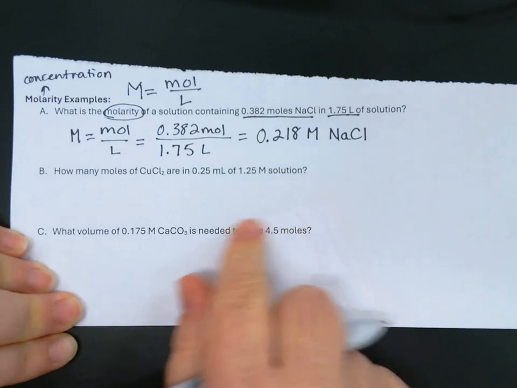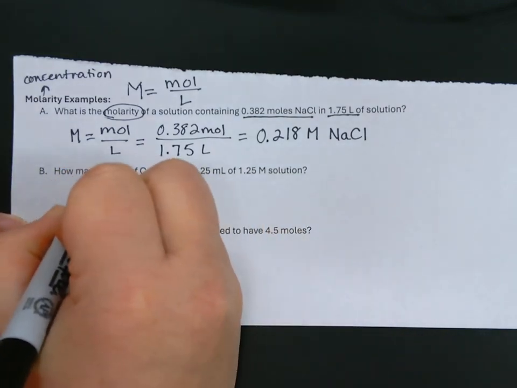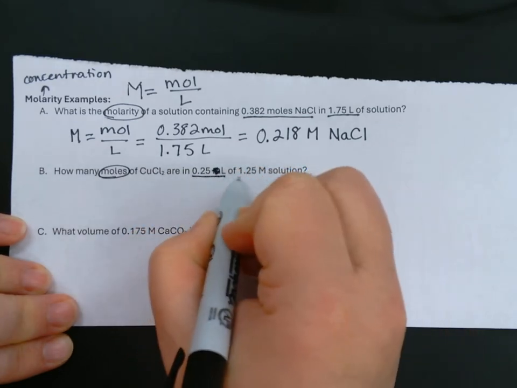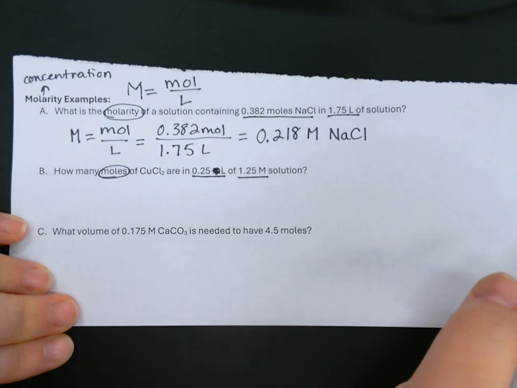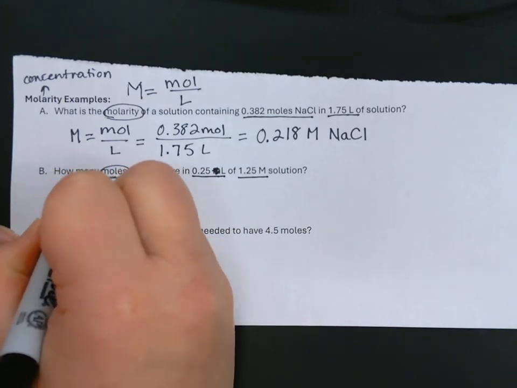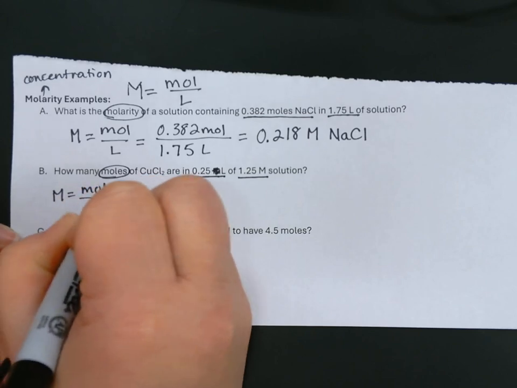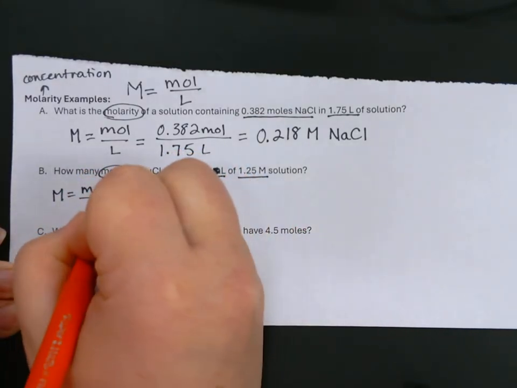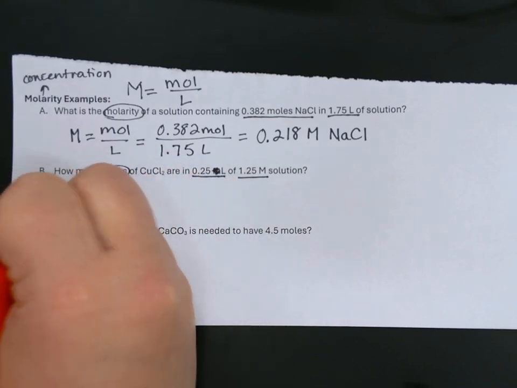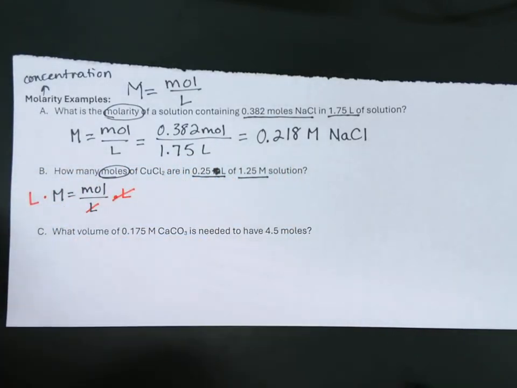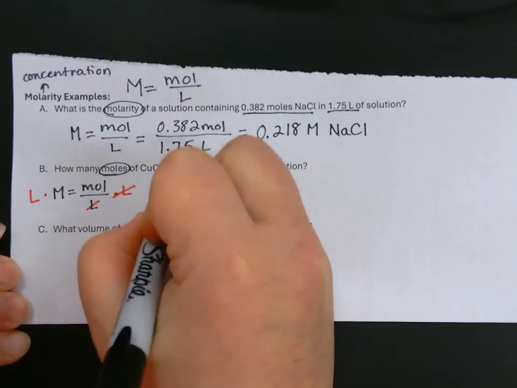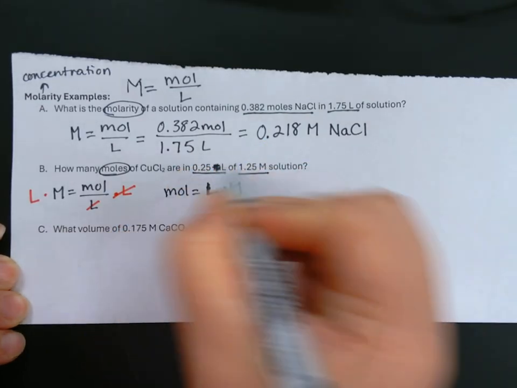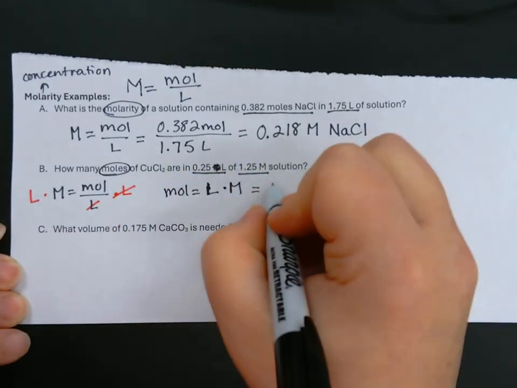Our second question says how many moles of copper chloride are in 0.25 liters of 1.25 molar solution. So I'm going to start with my original equation, but we're trying to find moles. So I want to get moles by itself first. To do that, we're dividing by liters, so I'm going to do the opposite for my liters, multiply by them, and now moles are by themselves. So my moles is equal to liters times molarity, or molarity times liters, same thing. And then we can plug in from there.